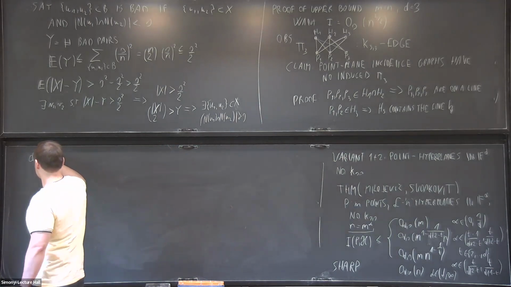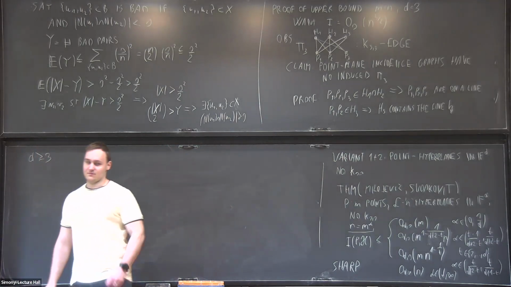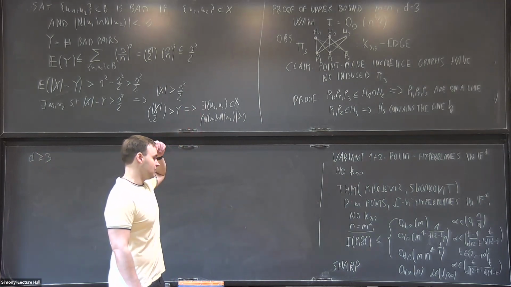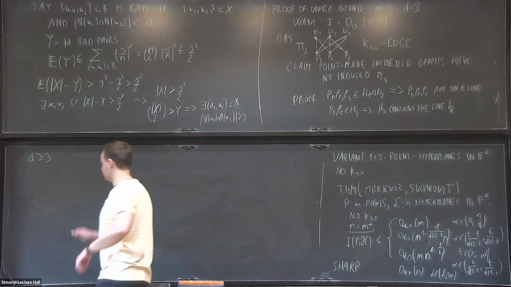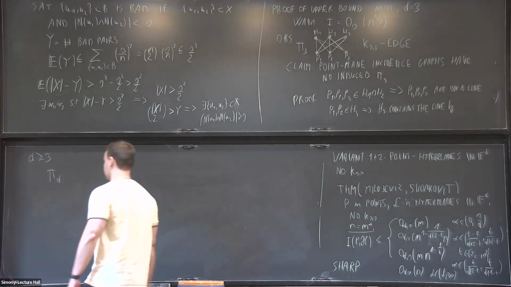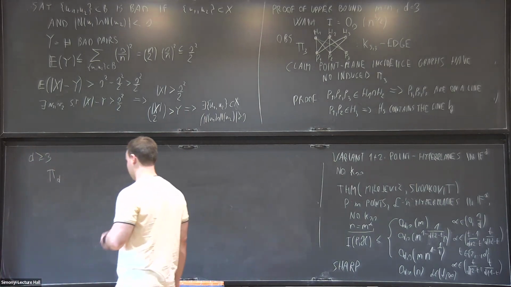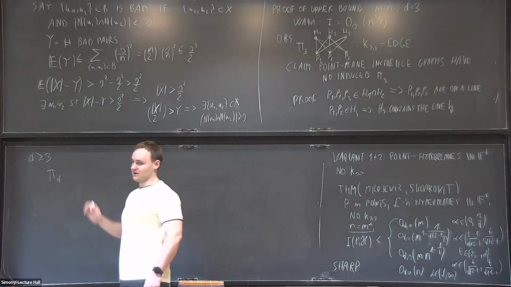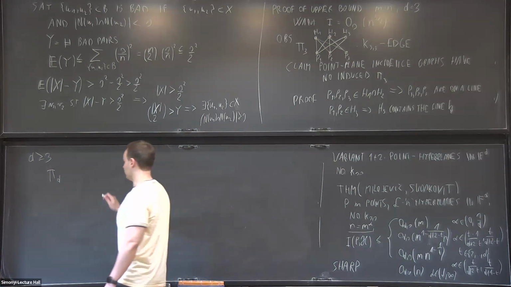Yeah, so now let's look at what happens in higher dimensions. The idea is pretty similar. We can find some pattern, which is then forbidden as an induced subgraph. More precisely, it will not be a single bipartite subgraph, but a finite family of bipartite subgraphs.